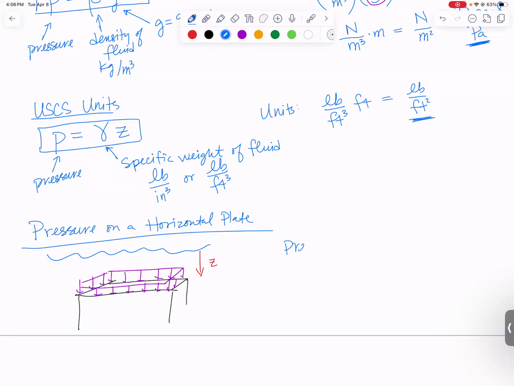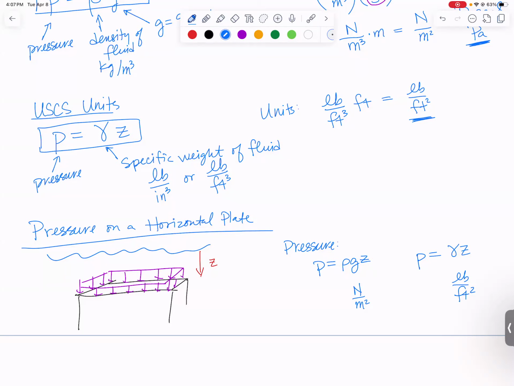So the pressure equation that we just said comes in two forms. It's either P equals rho g z or P equals gamma z. It just depends on what units you're working with. Those units are going to be either newtons per square meter or pounds per square foot. All we need to know now is what the fluid is made out of, what its density or specific weight is, and how deep it is, and we can calculate a pressure value.